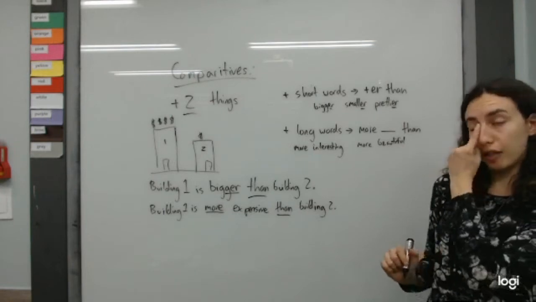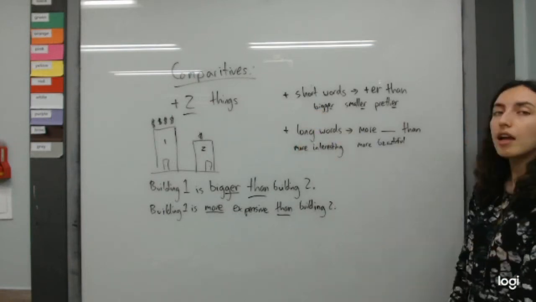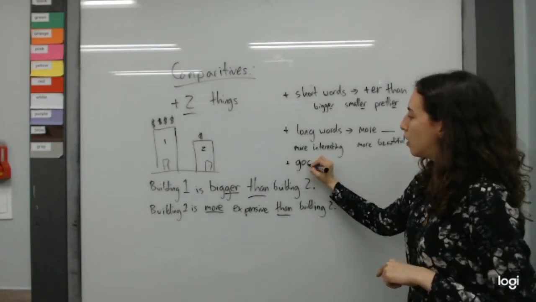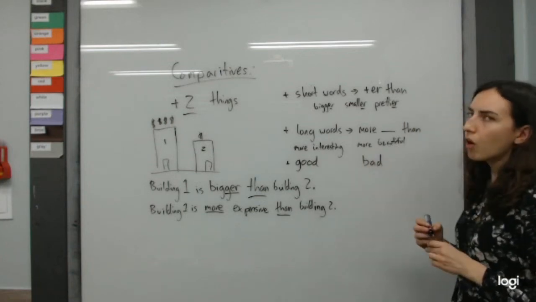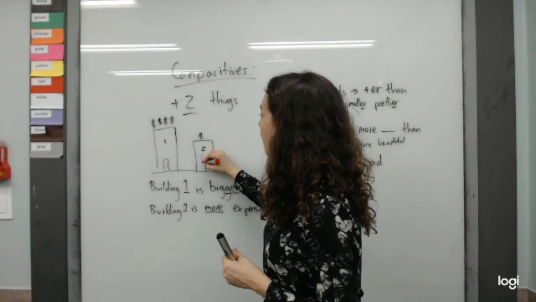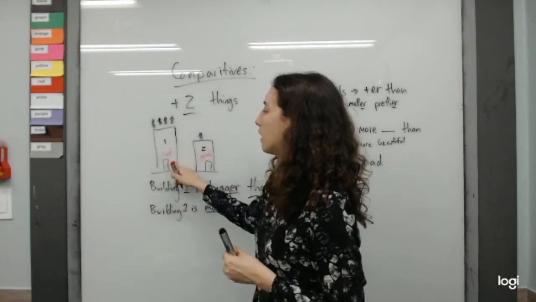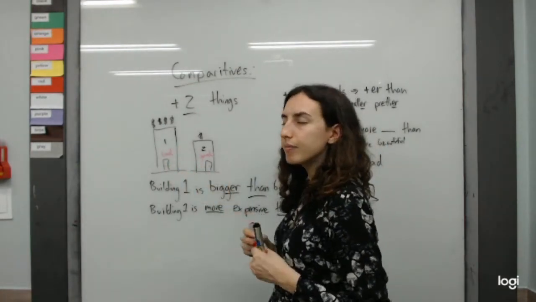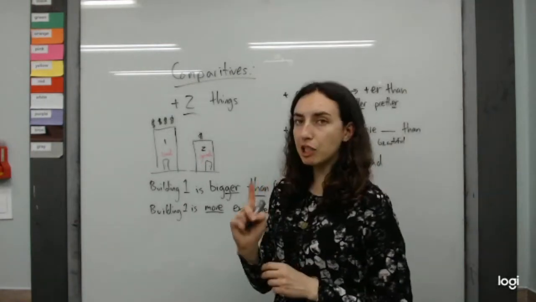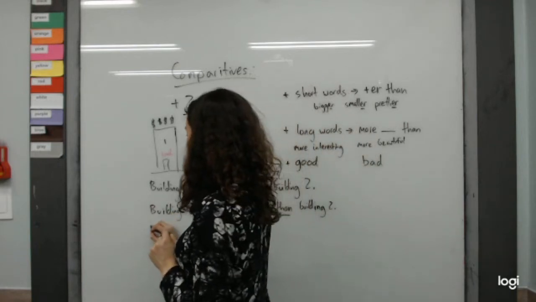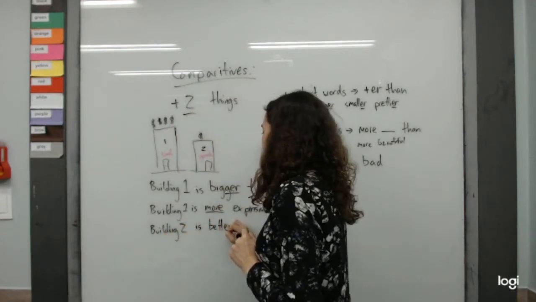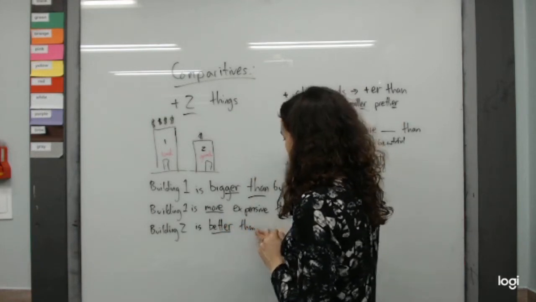But there's one more thing we talked about. We talked before about short words and long words, but now we need to talk about 2 special words. Good and bad. So what if building 1 is really bad and this building is really good? How do we say that this building is more good than that building? We can say a special word. We don't say more good and we don't say gooder. We say instead a different word. We say building 2 is better than 1.